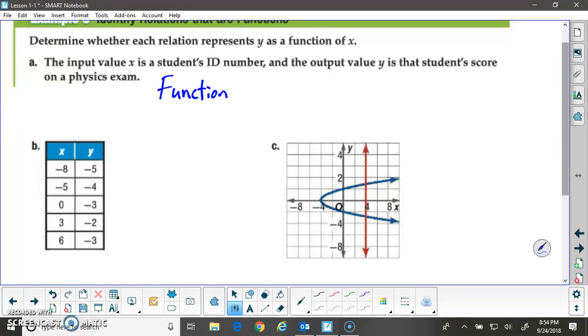Go to example 3, part B. If you look at this XY table, you're going to look at all the X values. Since all these X values are different, this does represent a function. It doesn't matter that 0 and 6, those input values both produce the same output. That doesn't matter. Part C, we have a graph of a sideways parabola. As you can see, if you place a vertical line on this sideways parabola, it's going to cross the graph more than once. Therefore, it fails the vertical line test, and this is not a function.